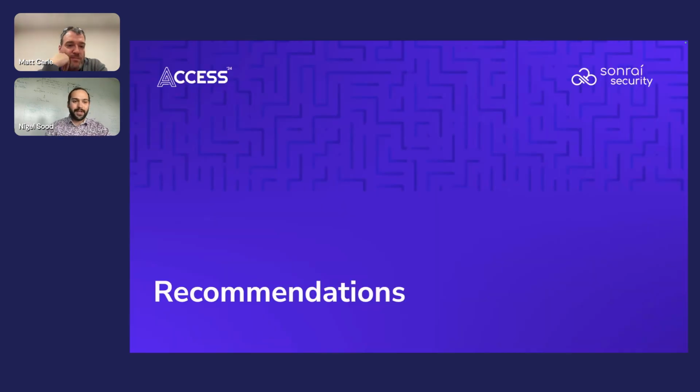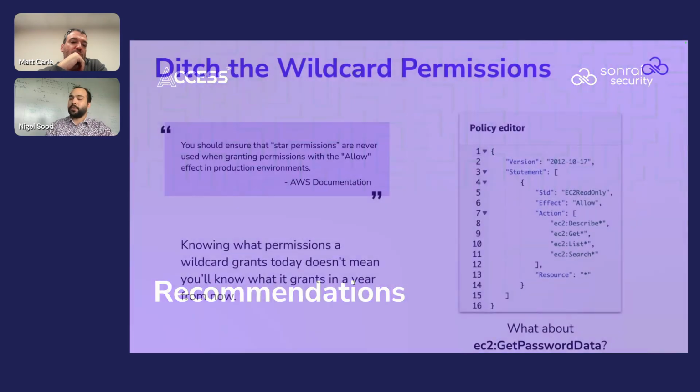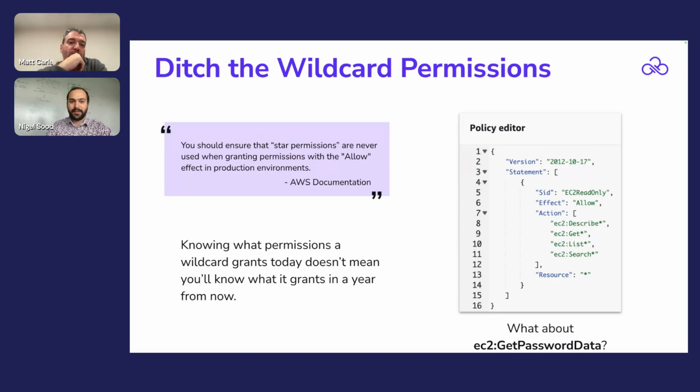So we've talked a lot about sensitive permissions, and some of the issues that we've encountered. What can we do right away to start reducing the permission sprawl within your cloud organizations? We've got 3 recommendations for you today. The first, which anybody who's dealt with IAM permission control in AWS has already heard before: ditch the wildcard permissions.